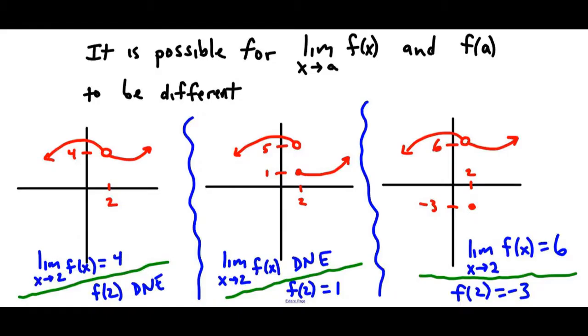We also have a couple of pictures to explain how it's possible for the limit and the function value to be different at certain points. So the one on the left, notice that the limit as we approach 2 is going to be y equals 4, but the value of the function doesn't exist. The middle one, the limit doesn't exist because from the left and the right, they don't equal the same thing, but the value of the function is 1. And then the one on the right, the value of the function is -3, but the limit actually does exist, and it's a different number. The limit is y equals 6.